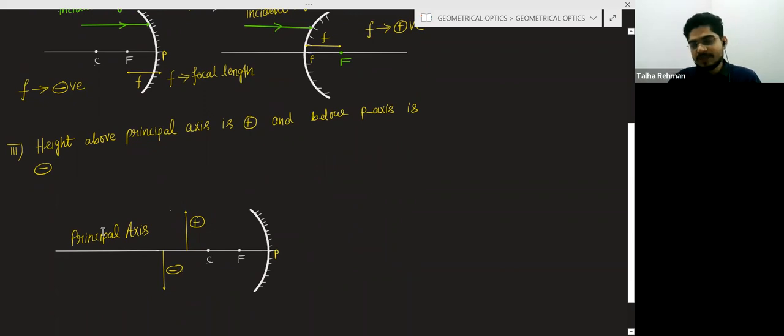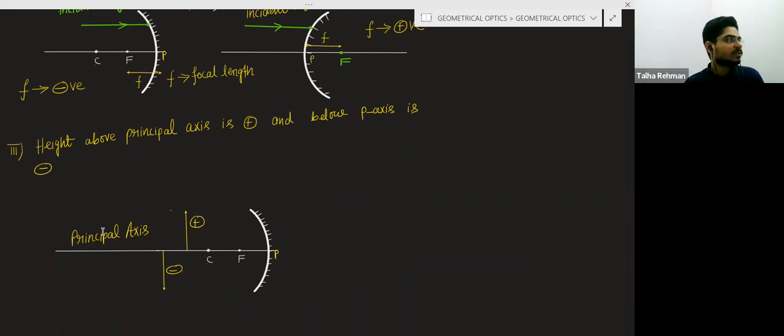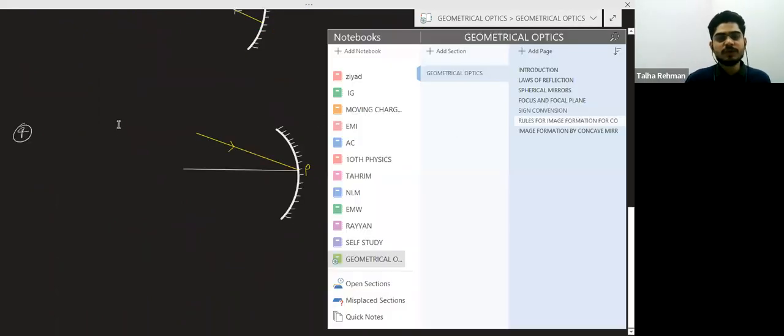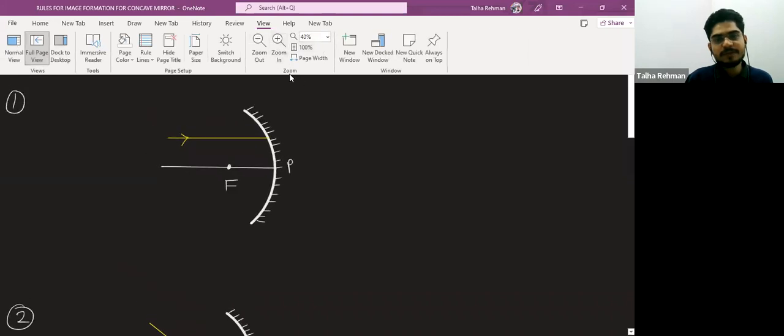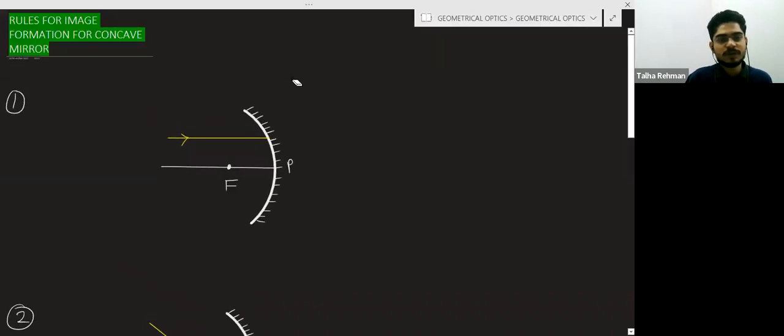Basically, today's lecture will be 90% from the 10th class, the light chapter from the 10th class. Okay. So the next topic is rules for the image formation for the concave mirror. So what happens when the ray of light passes from the concave mirror?